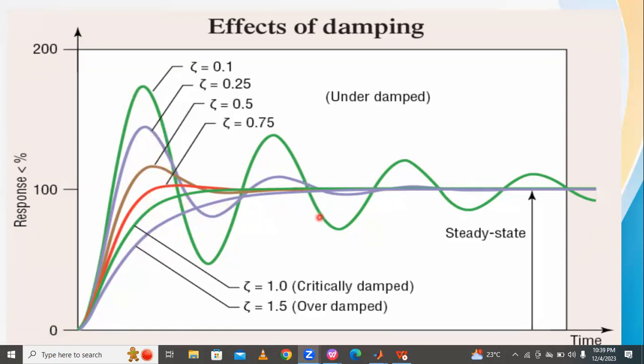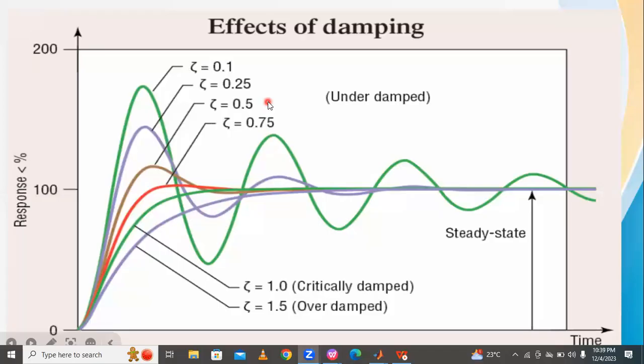So this is the effect of damping. While changing the damping factor, the oscillations change like this. This is the steady state condition, and this is the transient condition. So this is about the effect of damping.